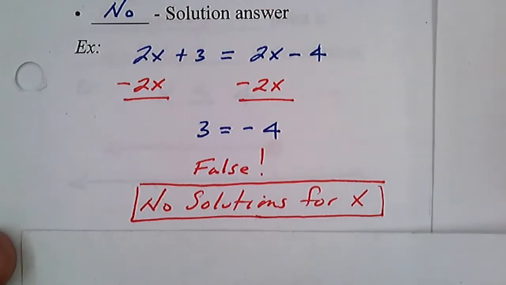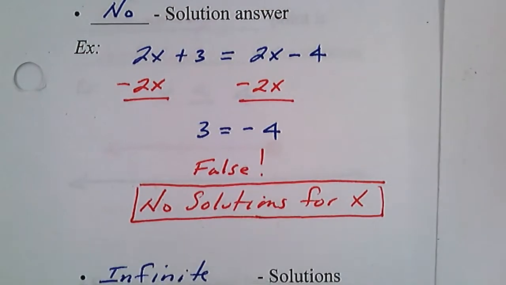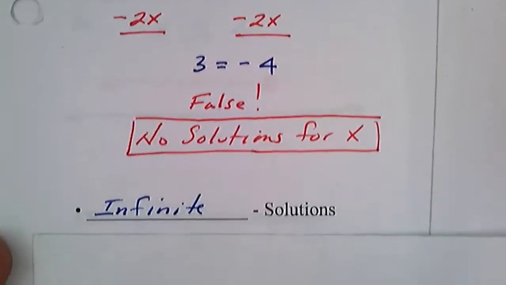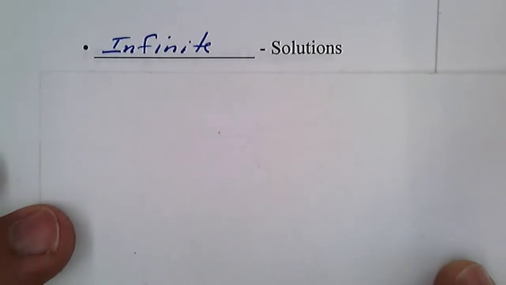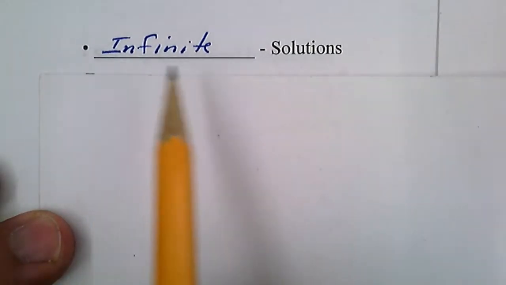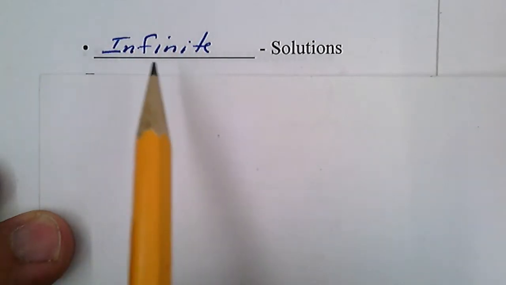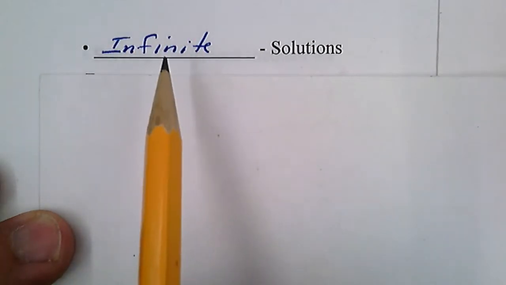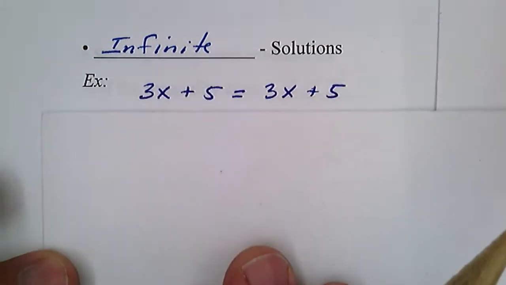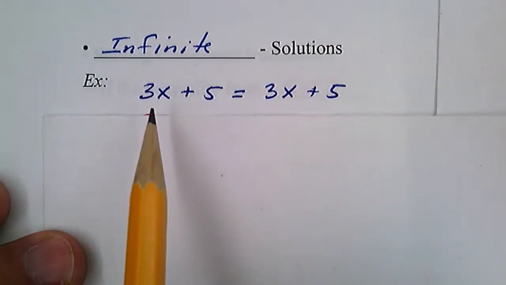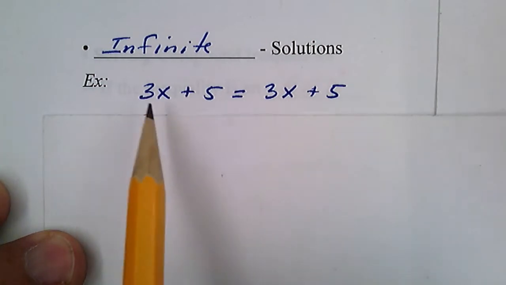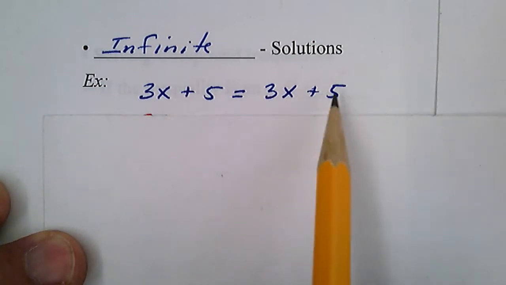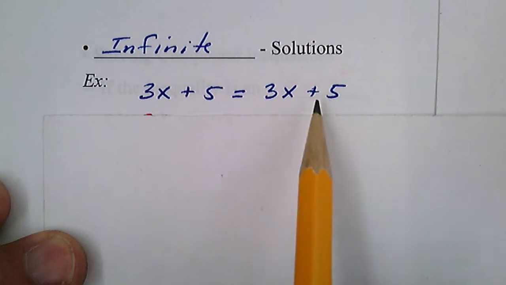Now we've also learned that there is a third possibility, which is called infinite solutions. Okay, or another way to say it is all real numbers. So infinite, remember like Buzz Lightyear in Toy Story, he'd say to infinity and beyond. Okay, so let's look at this example here. So we have 3x plus 5 is equal to 3x plus 5. So this side is exactly identical to that side.